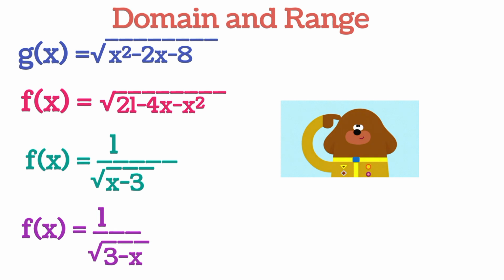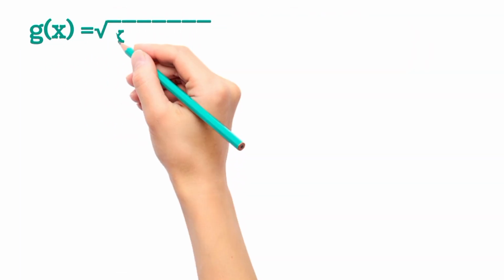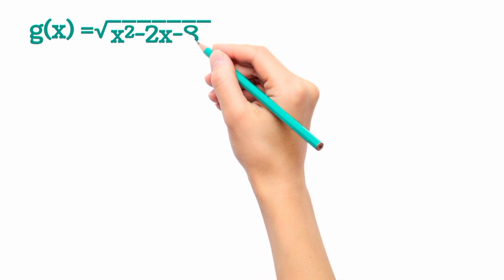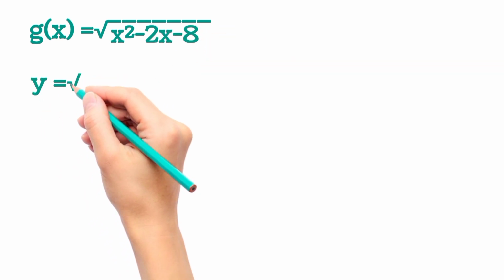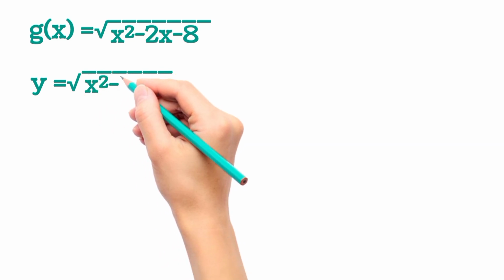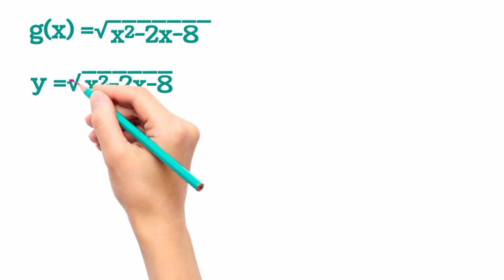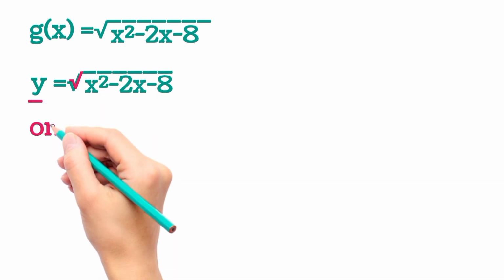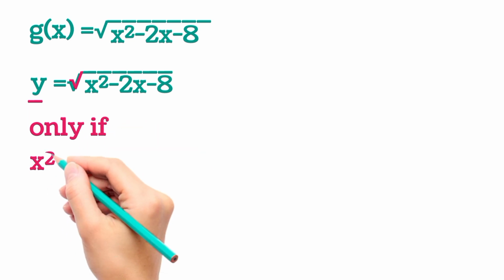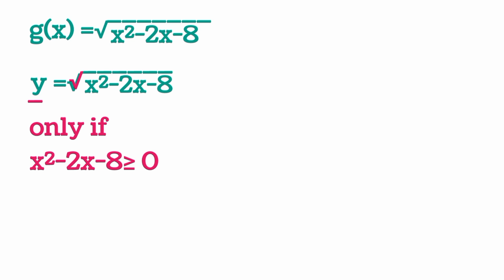So let's see how to solve these questions. Let us take the first question, which is g(x) = square root of x² - 2x - 8. Now we will write it in terms of y, that is y = square root of x² - 2x - 8. Now here we have a square root, so y will be defined only if x² - 2x - 8 is greater than or equal to 0.